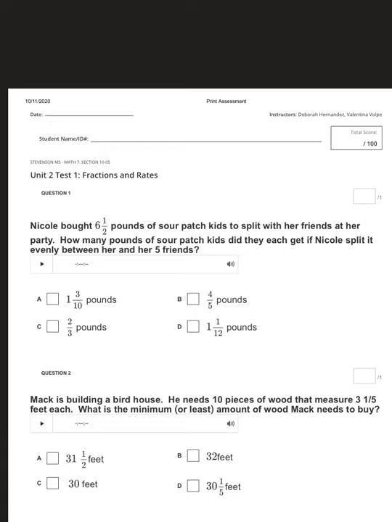Nicole bought 6.5 pounds of Sour Patch Kids to split with her friends at her party. How many pounds of Sour Patch Kids did they each get if Nicole split it evenly between her and her 5 friends? So one thing we need to pay attention to is that it's her and her 5 friends, so that's 6 people. So we're going to take the 6.5 and we're going to divide it between 6 people.